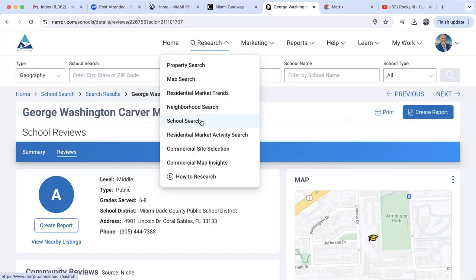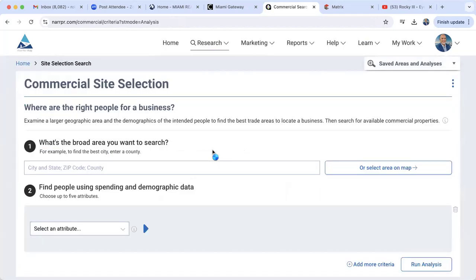Okay. All right, guys, one more that I believe is very important, and that is the commercial site selection. I think you guys are going to love playing around with this tool and eventually using this tool. So yes, it is for commercial. So I am going to show you how to do a commercial site selection report for your commercial clients.